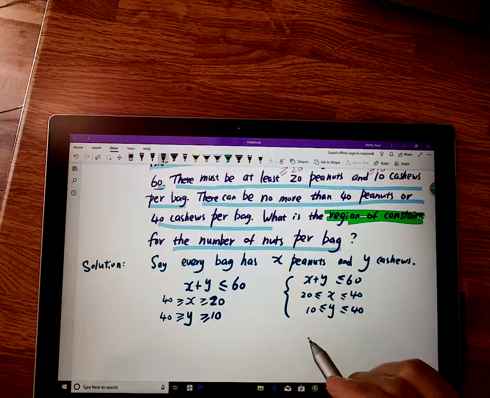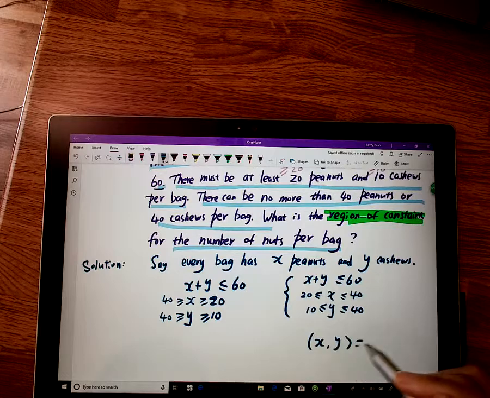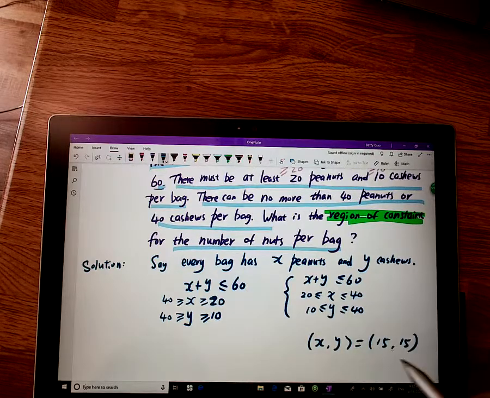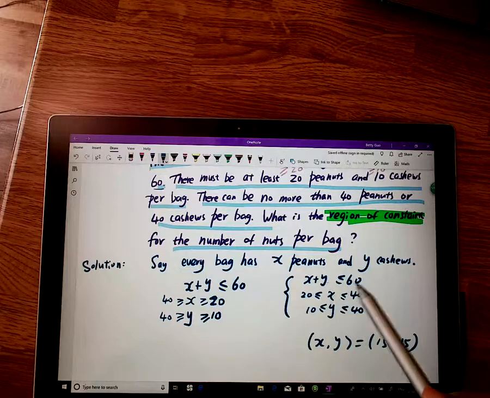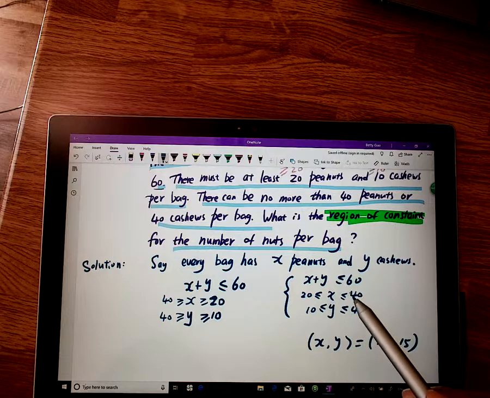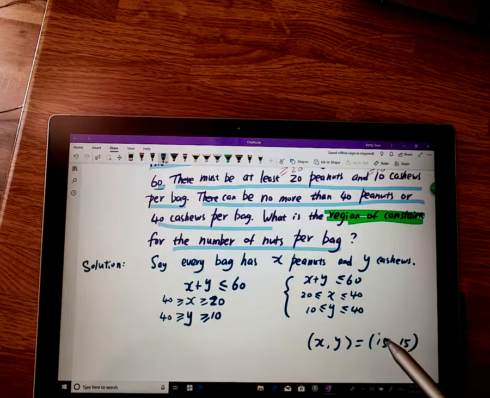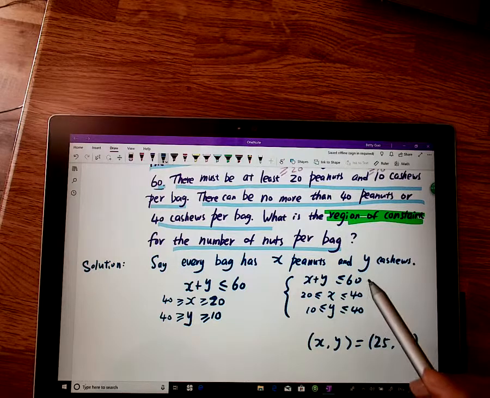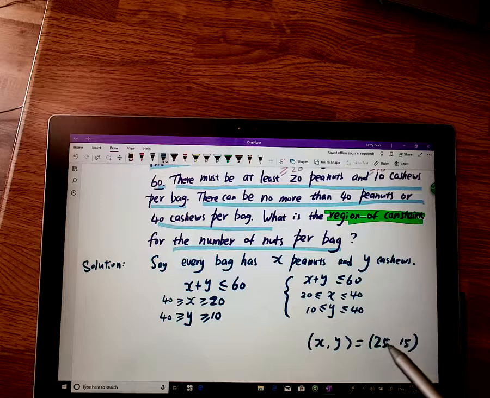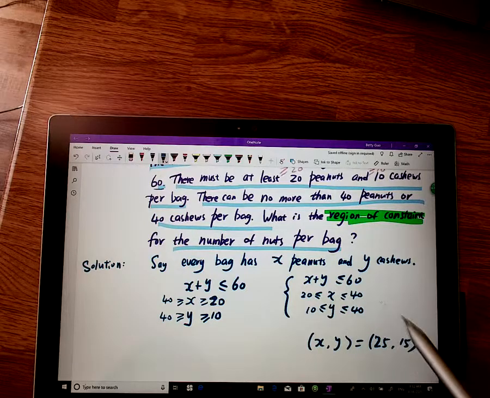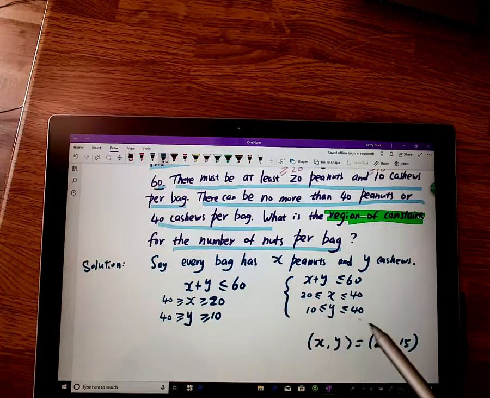So for example, if x and y both equal 15, would that be okay? 15 plus 15 equals 30. 30 is no more than 60. That is fine. 15 is between, oh, that doesn't work. So I'm going to change the value of x to 25. 25 and 15 add up to 40. 40 is no more than 60. The first inequality is satisfied. The value of x, 25, is between 20 and 40, so the second inequality is satisfied. The value of y, 15, is between 10 and 40.